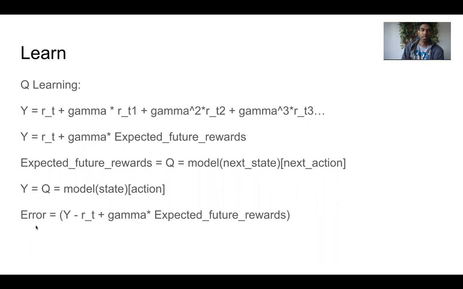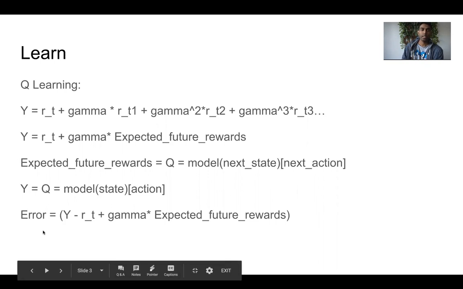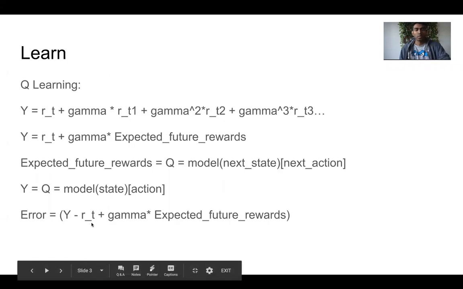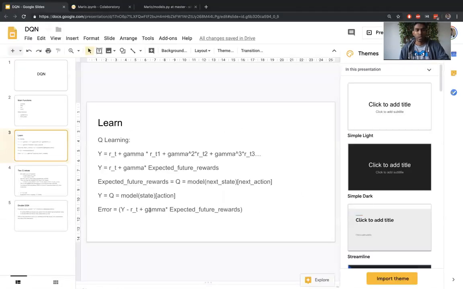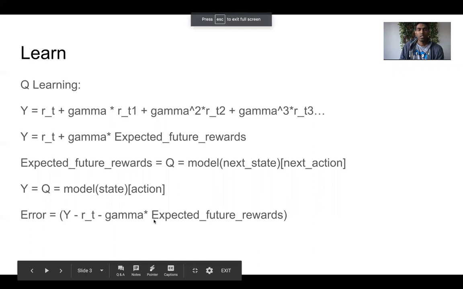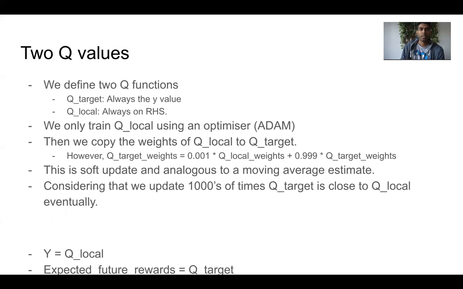And the error that I keep coming back to for prioritized replay is y minus r_t. Well, there should be two brackets in there, so let me go back and quickly fix that. I suppose that should be a minus. So hopefully that makes sense. Now let's skip to the next one.